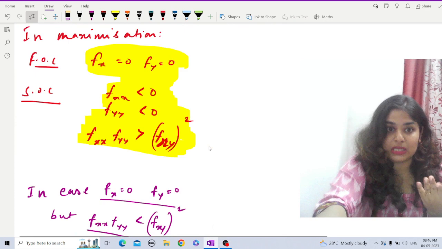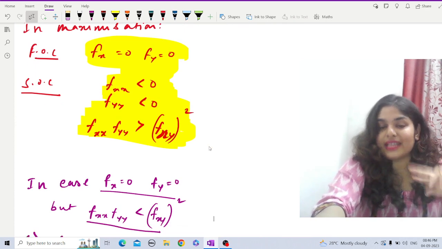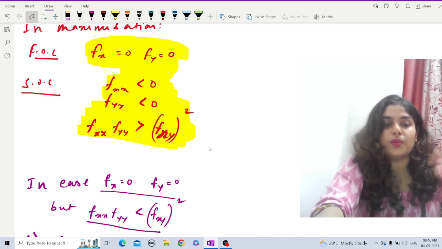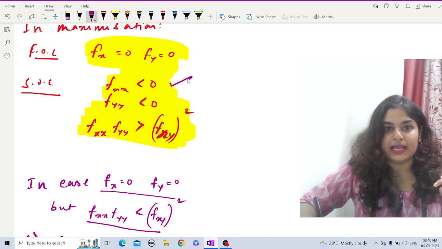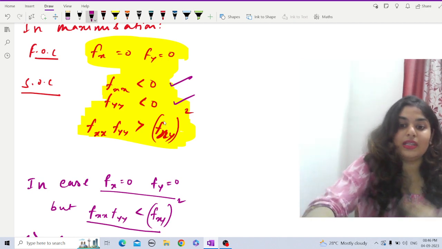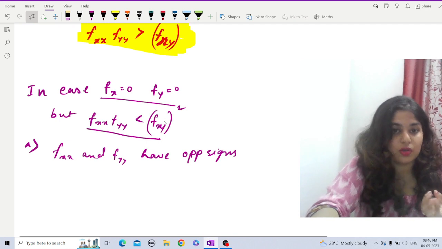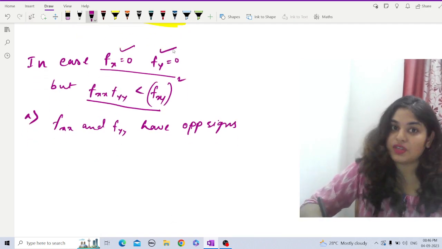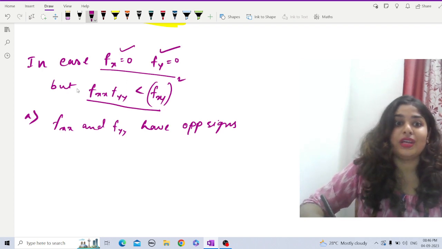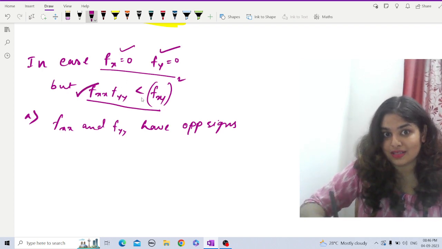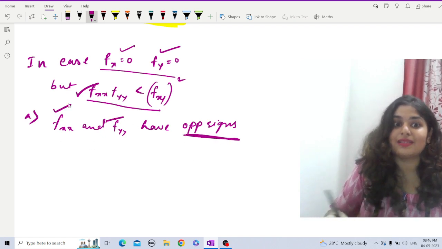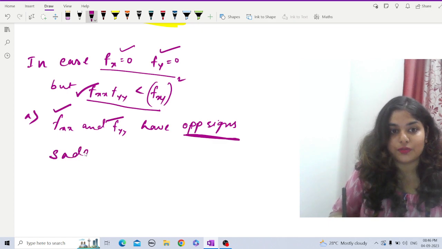So same sign. But if the signs of the second order derivatives are reversed, right? Not only reversed, but they are different signs. Suppose this one is negative, then this is positive. If that is the case and this is also reversed, then at that particular value of x, y, we have a saddle point, okay? So if we have this first order condition, and in the second order condition we have this, where we have less than this combination and the respective second order conditions have opposite signs, then we have a saddle point.